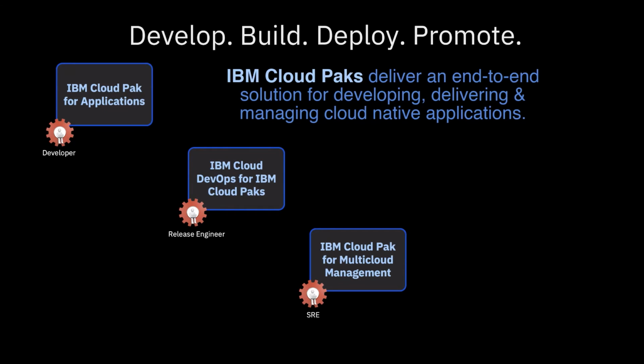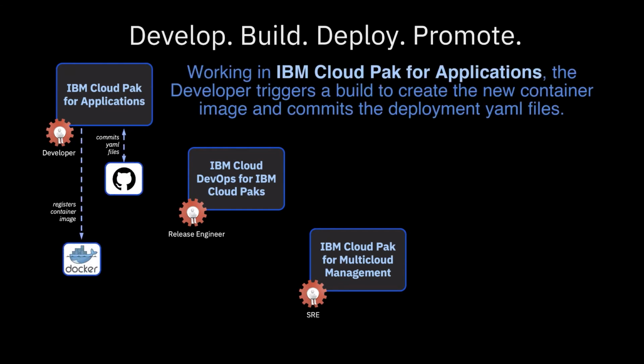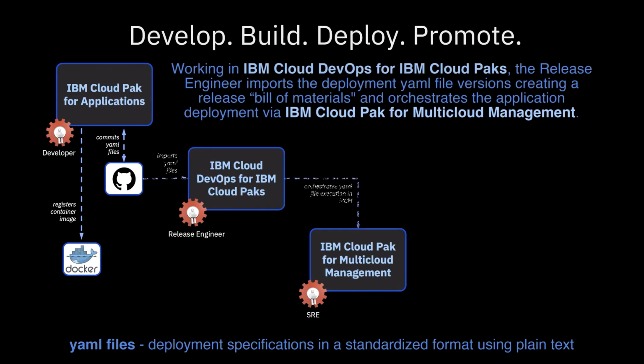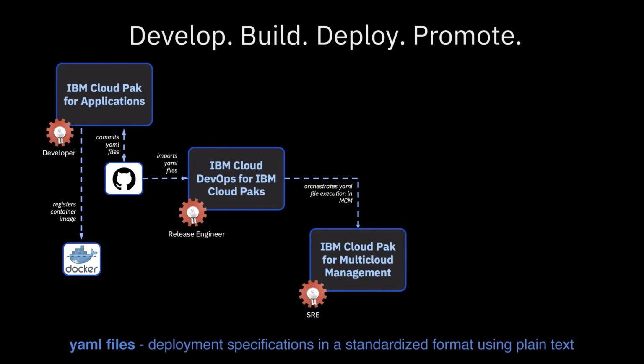Looking at the demo flow, we can see the change to the deployment files are imported from the version control system into the IBM Cloud DevOps repository. The release engineer then bundles these files as a collection or bill of materials, creating a snapshot capturing exactly which version of each YAML file was used in the deployment.